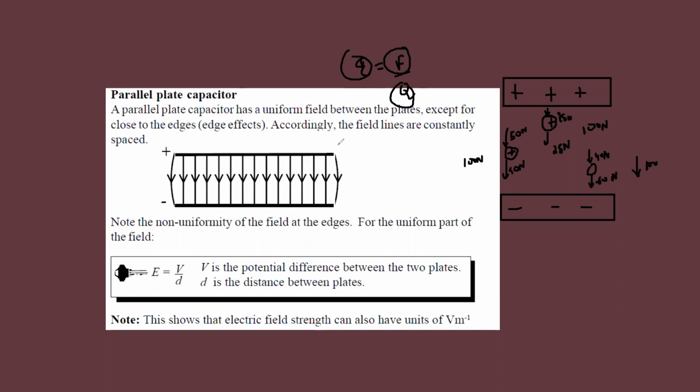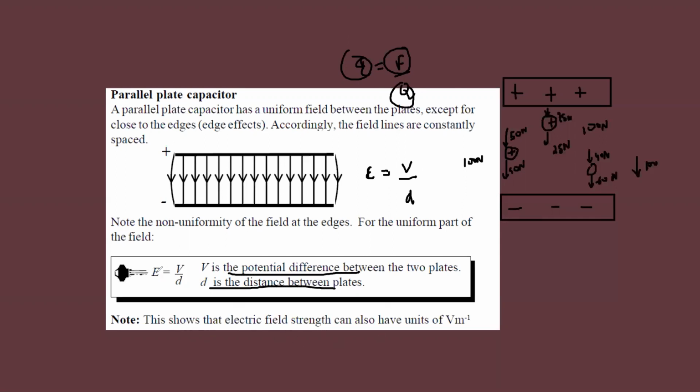And how can we find a formula which can be used to find the value of the electric field between the plates? Electric field strength is equal to voltage divided by the distance between the two plates. So E is equal to V divided by D, where V is the potential difference and D is the distance between the plates.